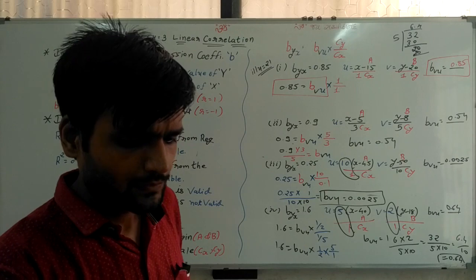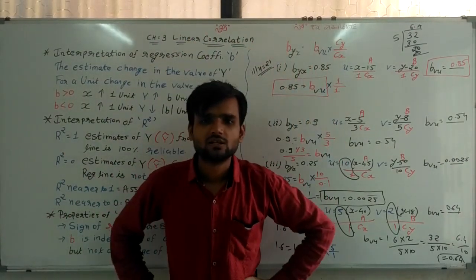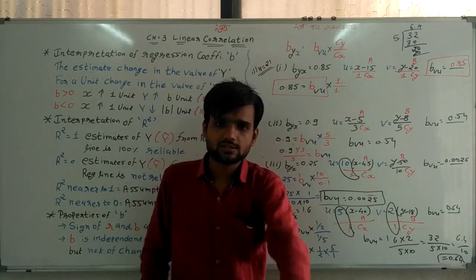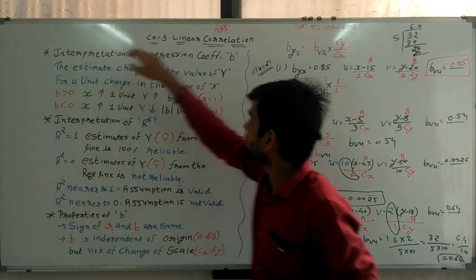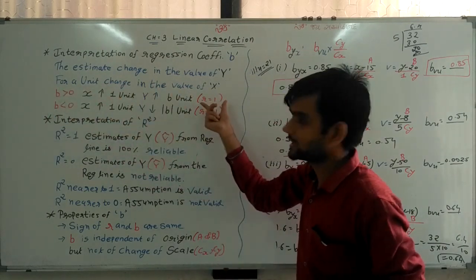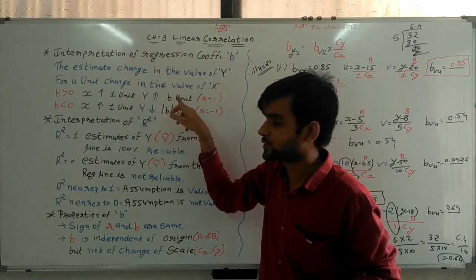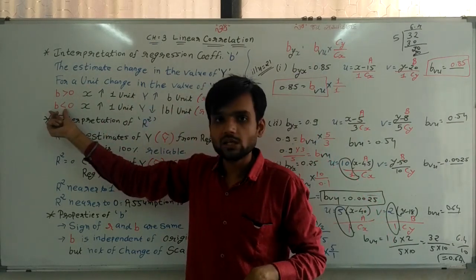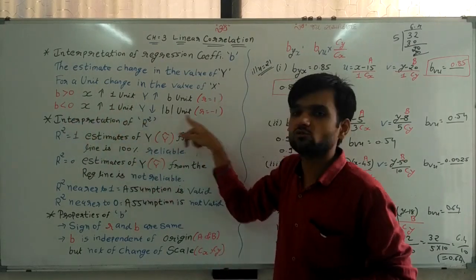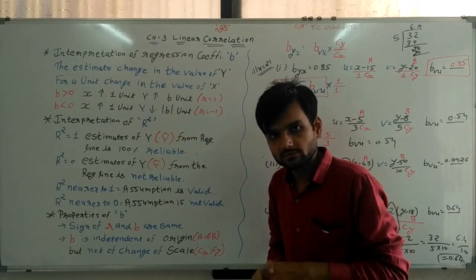In this way, this illustration number 21 is 100% completed. So now repeating again all the things, try to understand. Interpretation of B. What is it? If B is greater than 0, R is equal to 1. X increases by 1 unit, Y increases by B unit. If B is less than 0, X increases by 1 unit, Y decreases by B unit. But eliminate B, value decreases.